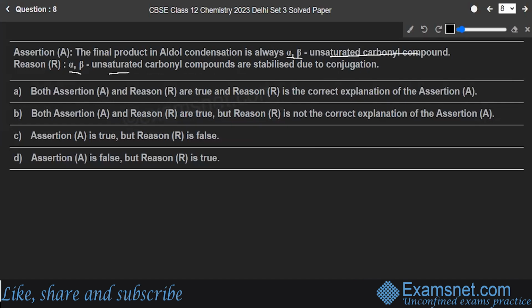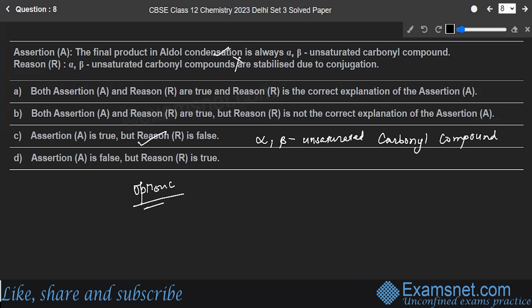And the reason is alpha beta unsaturated carbonyl compounds are stabilized due to conjugation. Assertion is true, but the reason is false over here. Aldol condensation is a condensation reaction which always gives alpha beta unsaturated carbonyl compound, because these compounds are stabilized due to conjugation. So you have the assertion as true, but the reason is wrong. That makes option C the right answer. Hope you got that. Let's move to the next question then.